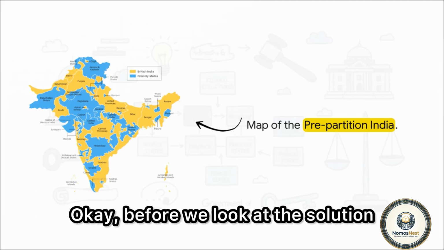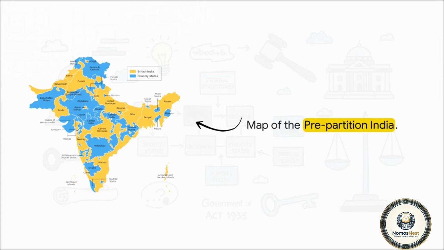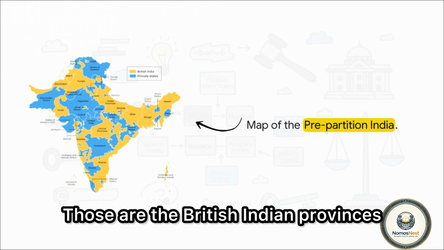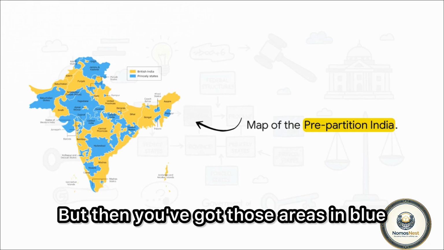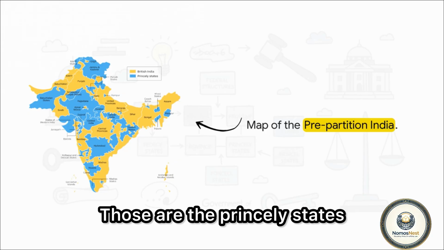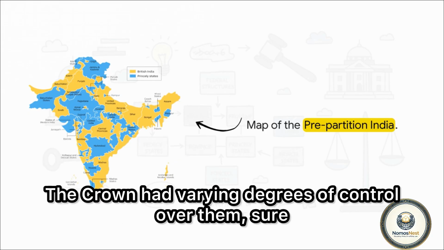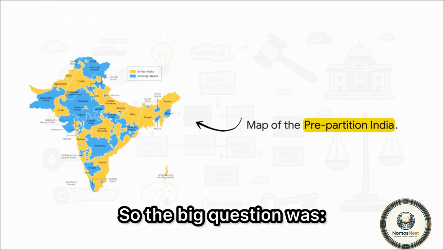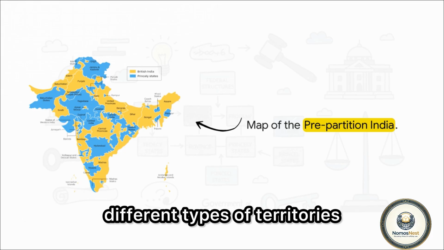Okay, before we look at the solution, let's visualize the problem the British were actually trying to solve here. Pre-partition India was, well, a highly complex patchwork. You see the areas in yellow? Those are the British Indian provinces, tightly under the strict control of the central government. But then you've got those areas in blue. Those are the princely states. They weren't under direct administrative control in the same way. The Crown had varying degrees of control over them, sure, but they kept a ton of internal autonomy. So the big question was, how on earth do you unify these two incredibly different types of territories?